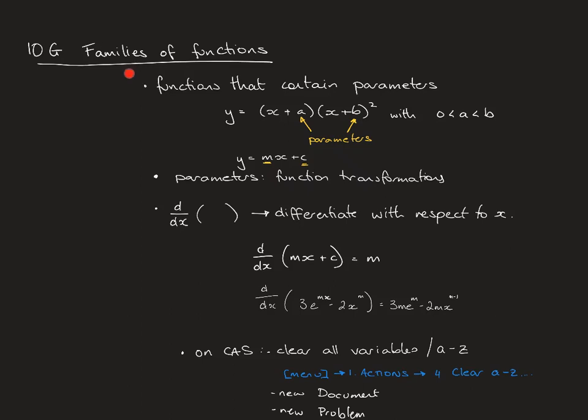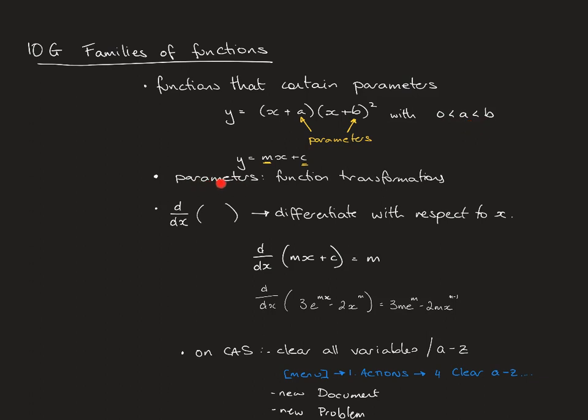So in this video we're going to look at applications of differentiation to families of functions. And what that means is functions that are going to contain parameters, so things like y equals a plus x times x plus b all squared. The a and the b, they're parameters. Sometimes they'll give us some definitions or some information about the size of a and b, whether they're positive or negative numbers. So this information is telling us that both a and b are positive numbers because they're greater than 0, and that b is greater than a.